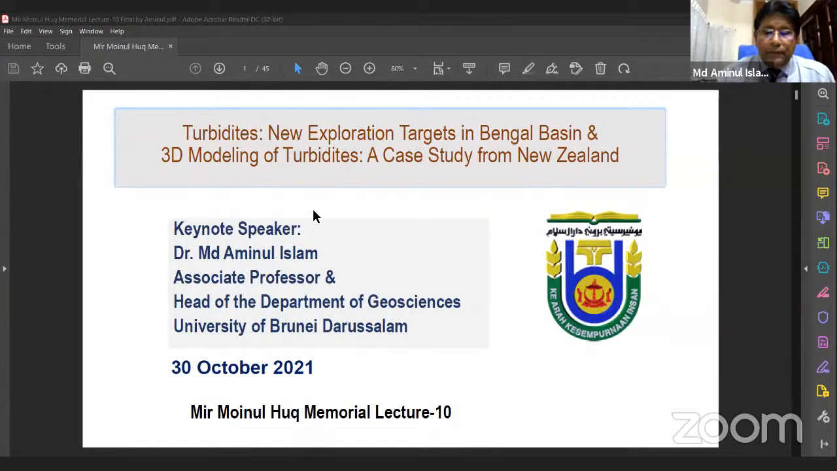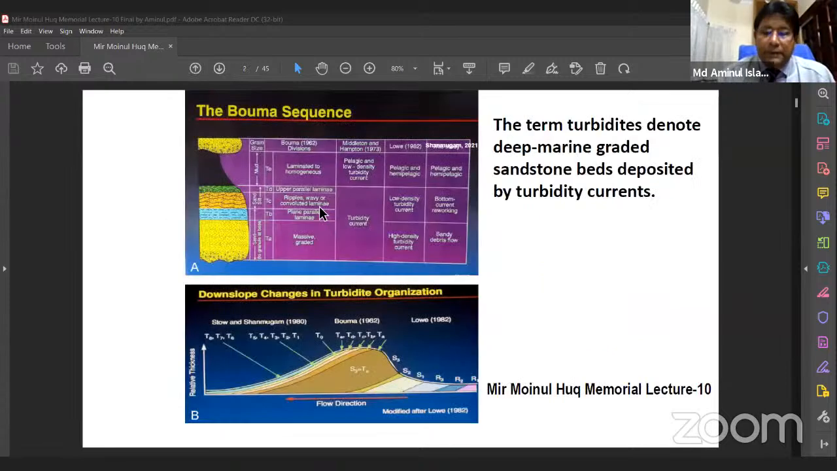So now I will talk about the first part of my presentation, turbidites, new exploration targets in Bengal Basin. Let us brush up our knowledge about turbidites. The term turbidite denotes deep marine graded sandstone bed deposited by turbidity current. Here we can see a classic turbidite sequence, proposed by Bouma 1962. This is a fining-up sequence.